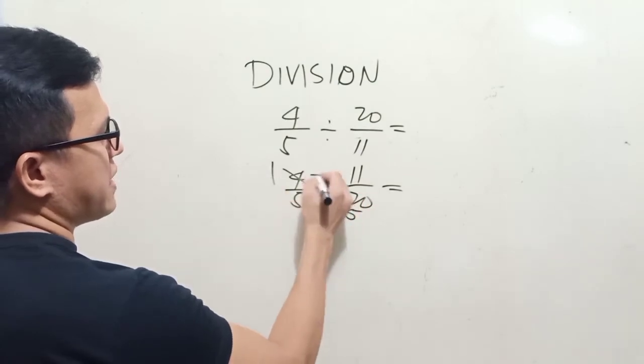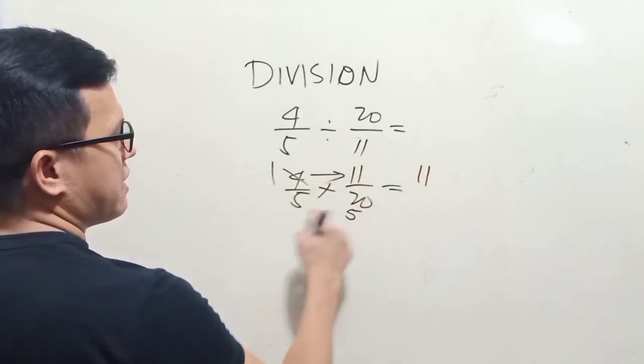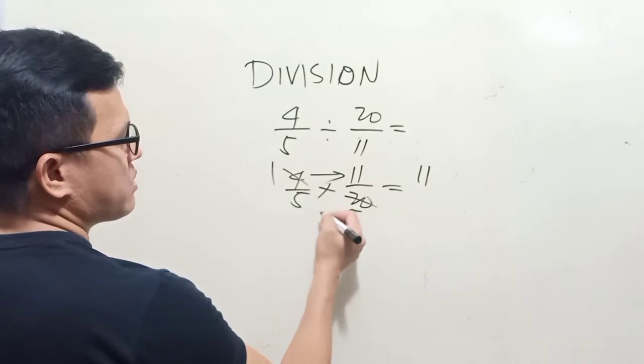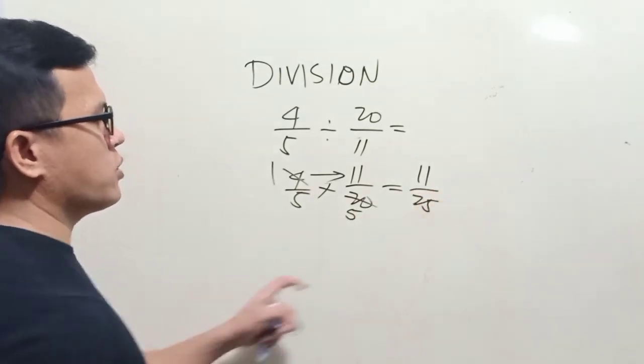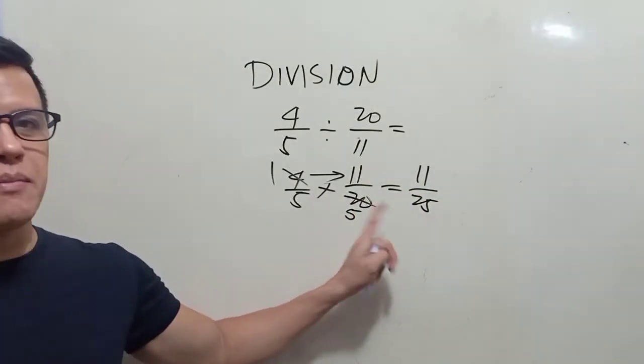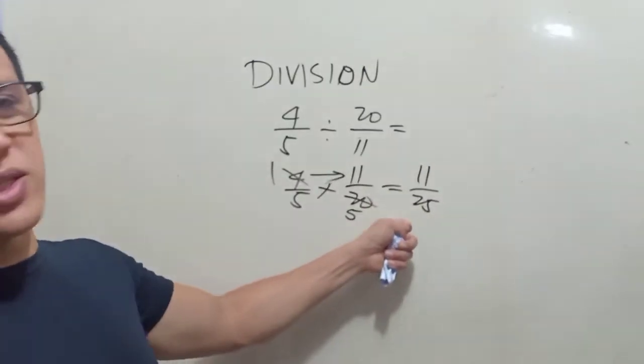So 1 times 11, 11, 5 times 5, okay? 5 times 5 is 25, okay? There you go. Do they have common, 11 and 25? No. So this is already simplest form.